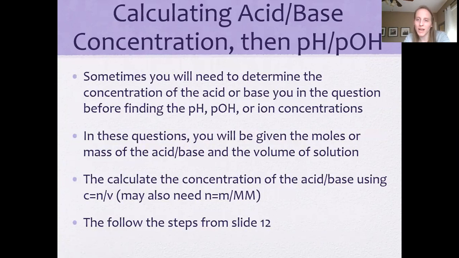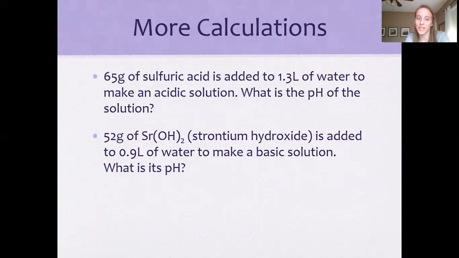But you will sometimes have to take an extra step where before you can calculate your concentration of hydronium or hydroxide ions, you first have to calculate your concentration of the acid or base. So to do that, you may need to use C equals n over V to find your concentration. And if you don't have moles, you might have to start with moles equals mass over molar mass. Okay, so this can be a lengthy process to get a pH or pOH if all you start with is a mass and a volume. So we'll try some calculations that look like that as well.